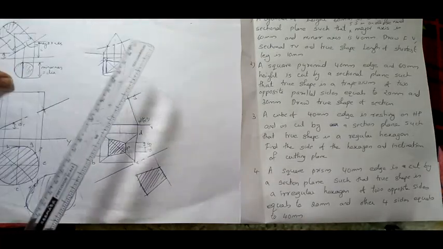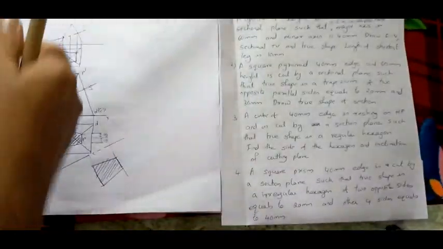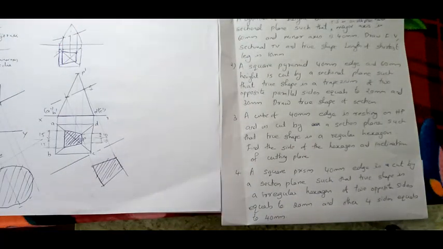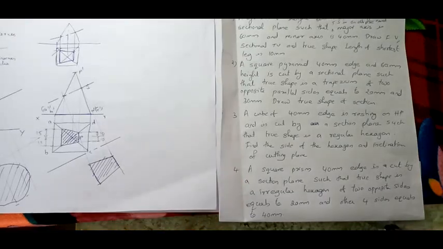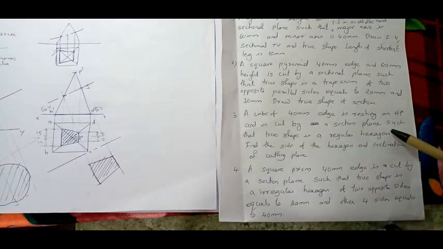So this completes the second question. Now we will go to the third question. So check the third question. The third question is a bit different one. I'll tell you how to draw it. It's very simple actually. Here they have given a cube of 40 mm edge resting on HP, cut by a section plane such that the true shape is a regular hexagon.